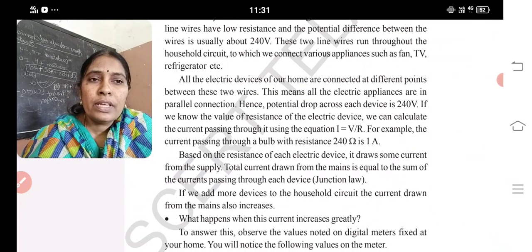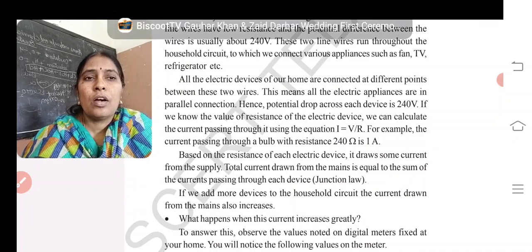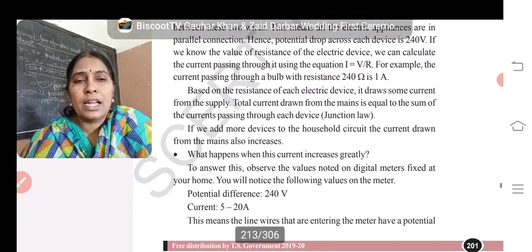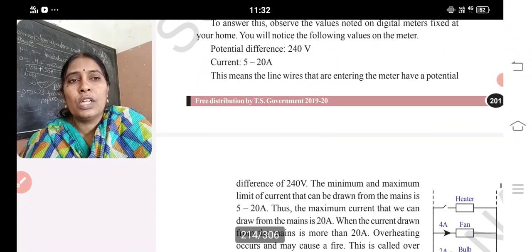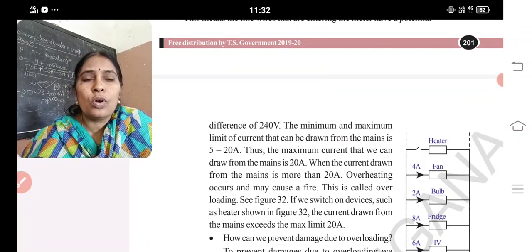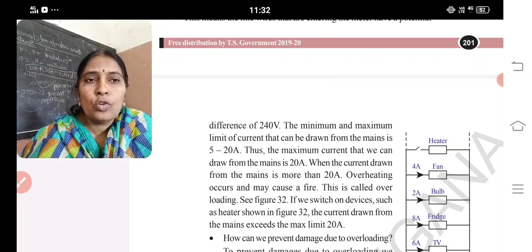If we add more devices to the household circuit, the current drawn from the mains also increases. But what happens when the current increases greatly? To answer this, observe the values noted on the digital meter fixed at your home. You will notice the values shown on the meter: potential difference 240 volts and current 5 amperes to 20 amperes. This means the lines entering through the meter have a potential of 240 volts, and the minimum and maximum current that can be drawn is 5 amperes to 20 amperes. The maximum current that can be drawn is 20 amperes.